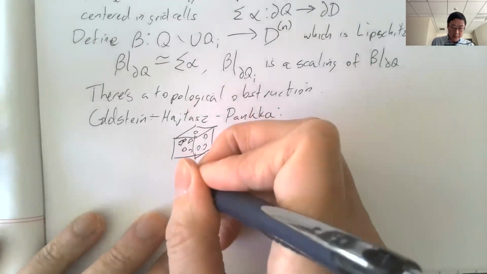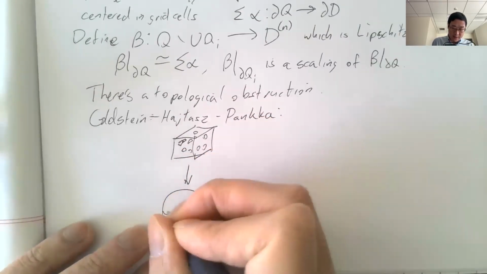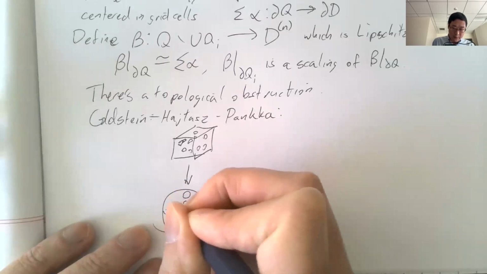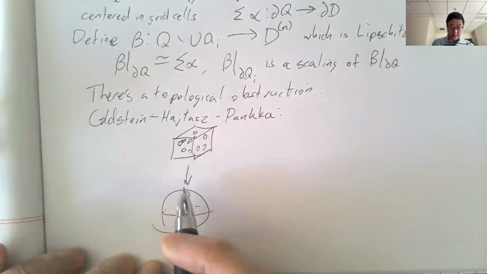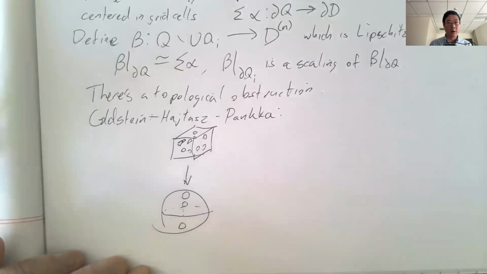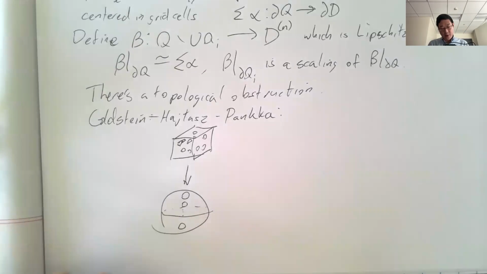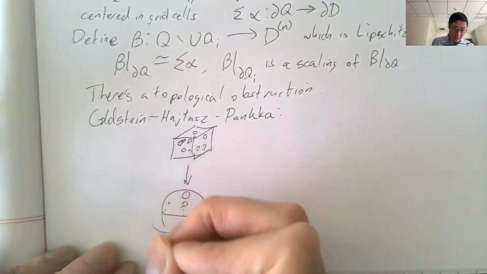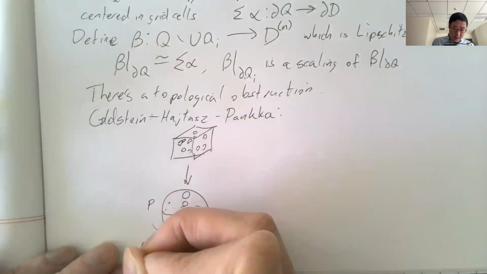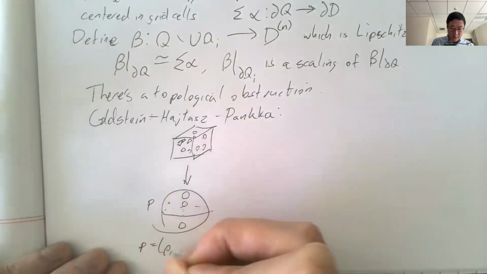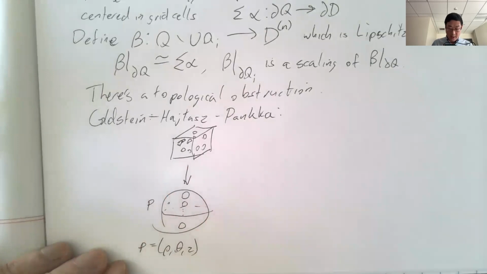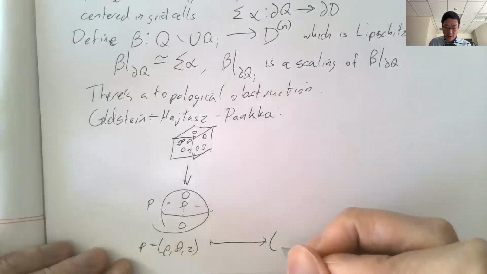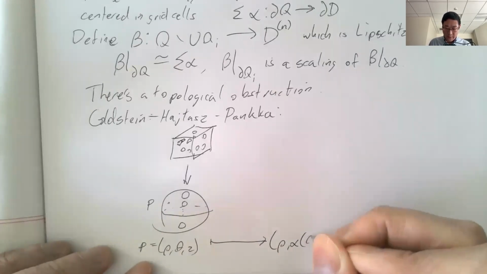This is homeomorphic to a ball of the same dimension, where we just line up the holes along the north-south axis of the ball. Then that ball is now cylindrically symmetric. So if we have a point in this ball, we can write that point with coordinates rho, theta, z, and then we can define a map which does the suspension, which sends rho, theta, z to rho, alpha, theta, z.